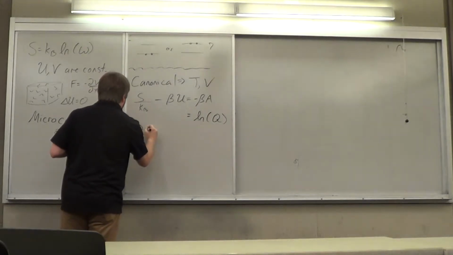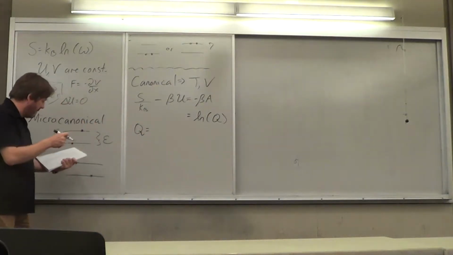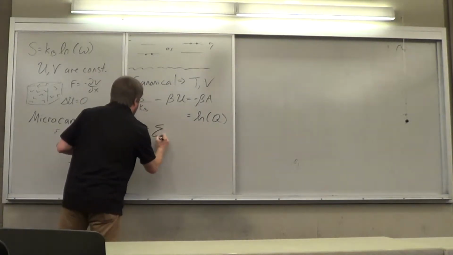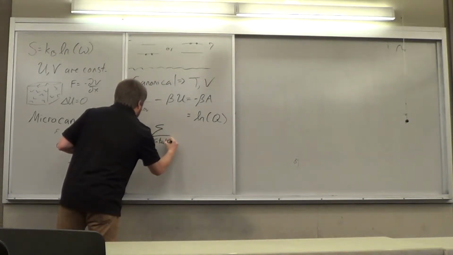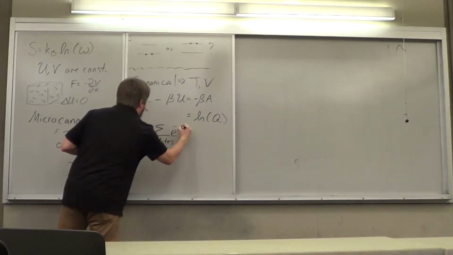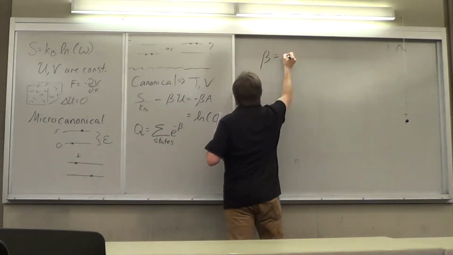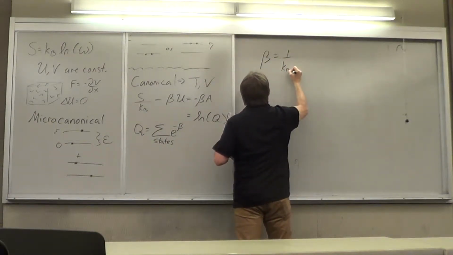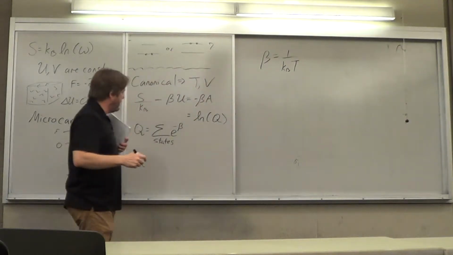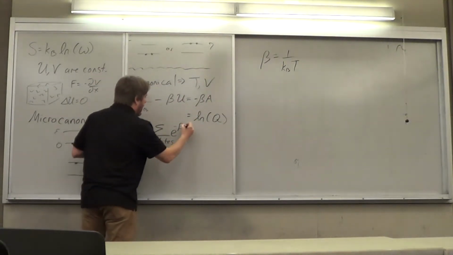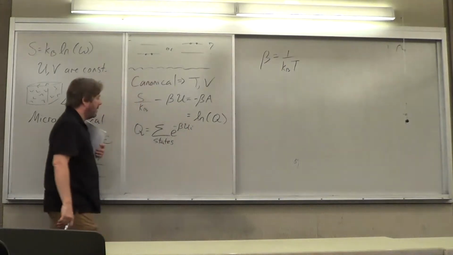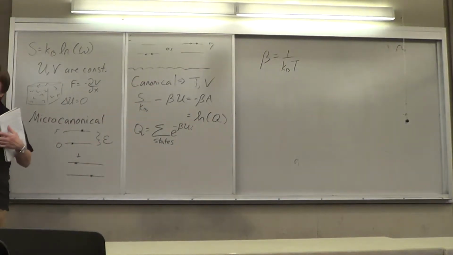Now I did a little derivation, but if you don't remember it, that's fine, I've got videos. But Q is the sum over states of e to the minus beta times the energy. Just in case some of you might not quite remember, that's fine. Maybe you're too shy. Beta is 1 over kT.